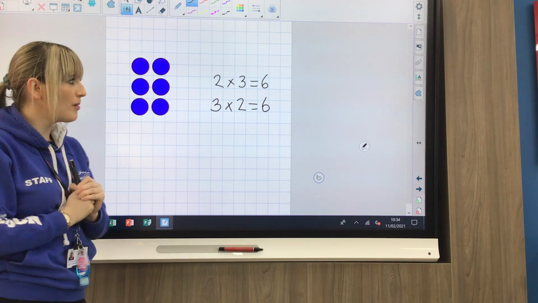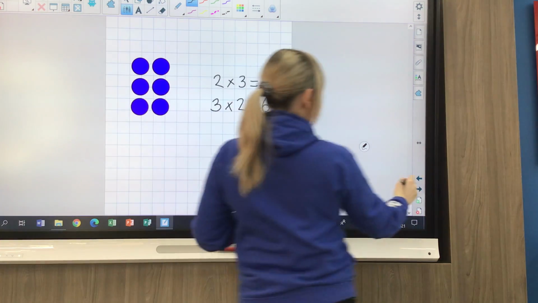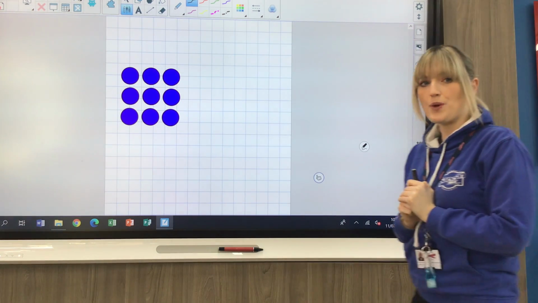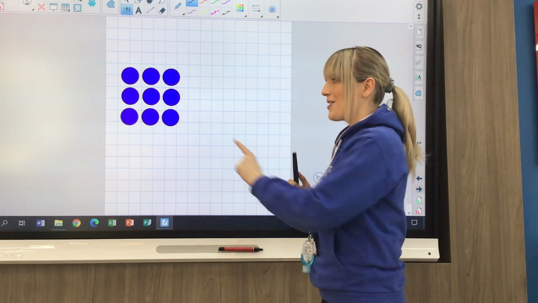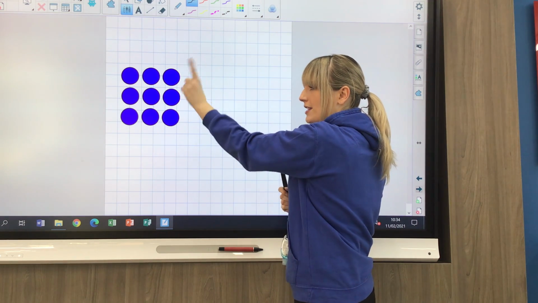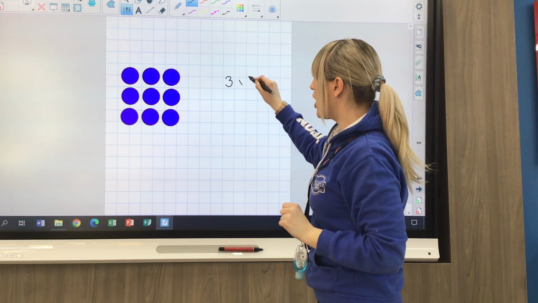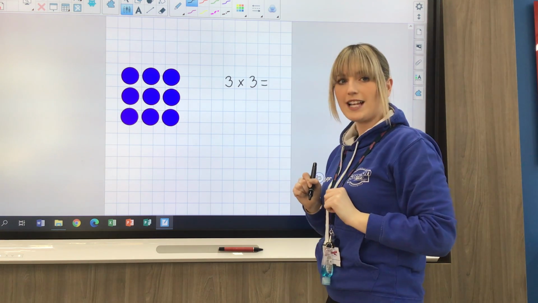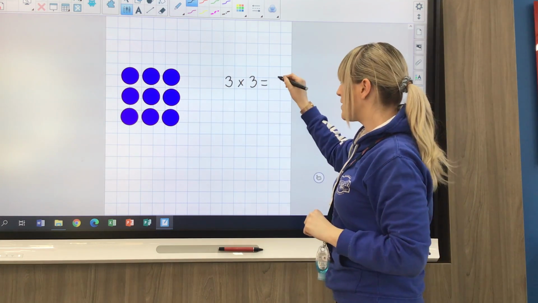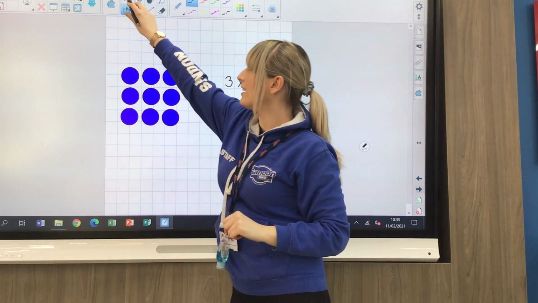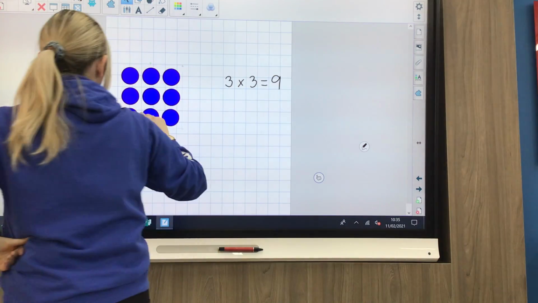Okay, I'm going to do one more with you, and then I've got some for you to do on your whiteboard. Right then. So, got my groups of 3. How many groups of 3 have I got? Shout it at me. Well done if you said 3. So 1 group of 3, 2 groups of 3, 3 groups of 3. So I've got 3 lots of 3. Okay, let's count in 3s to work out the answer. 3, 6, 9. So my answer is 9. Okay, now I'm going to switch this one. I wonder if you can notice something.